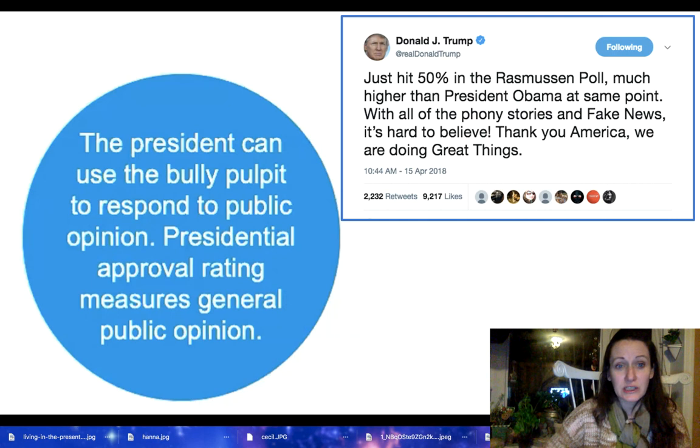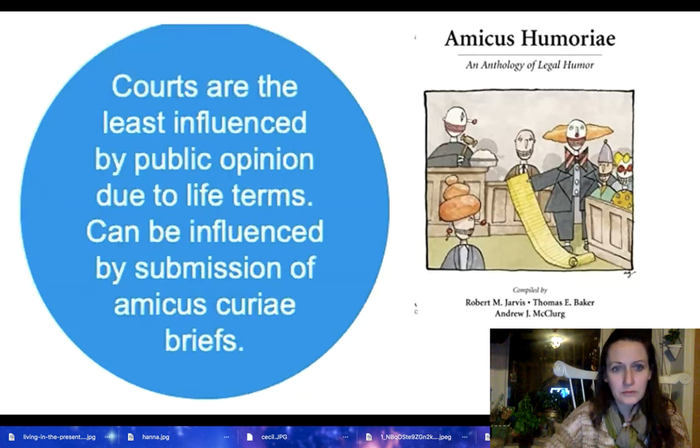Also, the executive branch, the president can use the bully pulpit to respond to public opinion. Presidential approval rating measures general public opinion. Now we know Trump used Twitter as a big form of his bully pulpit, and even his tweets showed how much polls mattered to him. Whenever it went well for him, he would be quick to share that. He was sort of bragging that his Rasmussen poll approval rating was higher than Obama's was at that point, and sort of a diss on the media at the time. Notice this was from April of 2018, right?